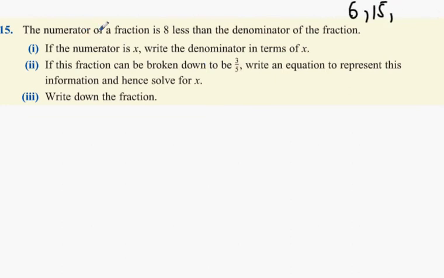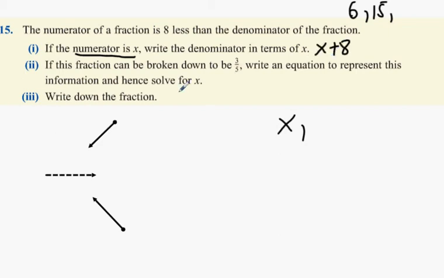The numerator of a fraction is 8 less than the denominator of the fraction. So, does anybody remember what the top part of a fraction is called? The top part is the numerator, the bottom part is the denominator. Which is the bigger number? The denominator is the bigger number. How much bigger is it? 8. So here, x is a number. The numerator is x. What's the denominator going to be then? x plus 8, because it's 8 bigger.